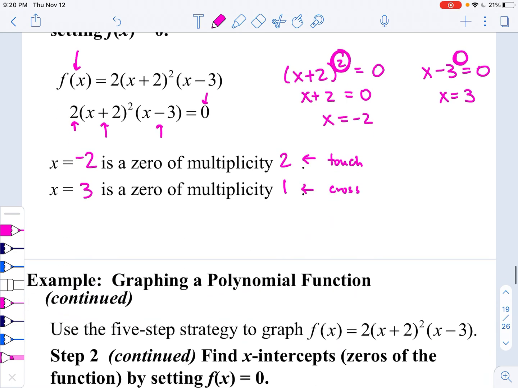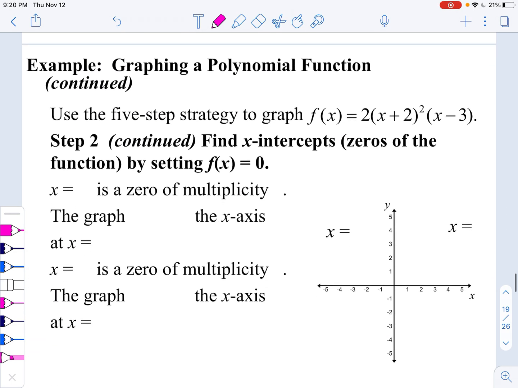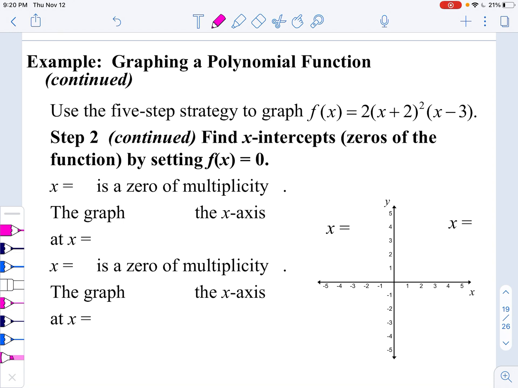So if we take that 2, continued. Our x is equal to negative 2. That was a multiplicity of 2. We said that the graph is going to touch the x-axis at negative 2. So that means that it's going to flatten out and turn around. Our other x-intercept we said was x equal to 3, and that was a zero of multiplicity 1. So the graph crosses the x-axis at that positive 3.